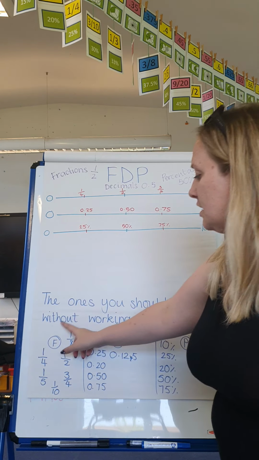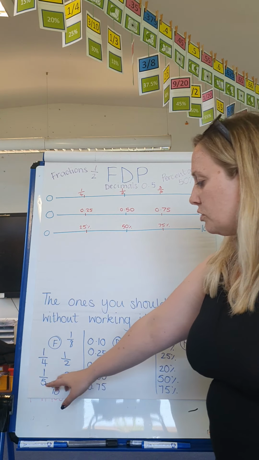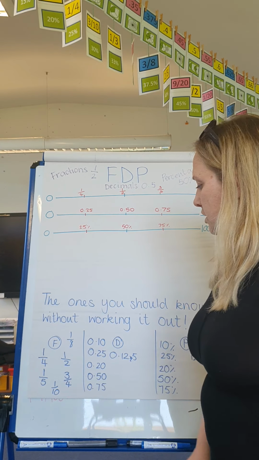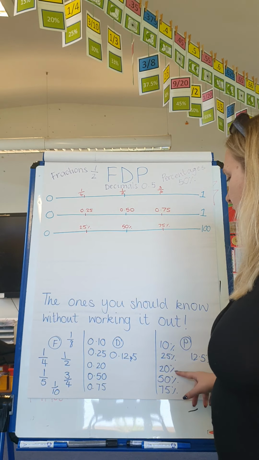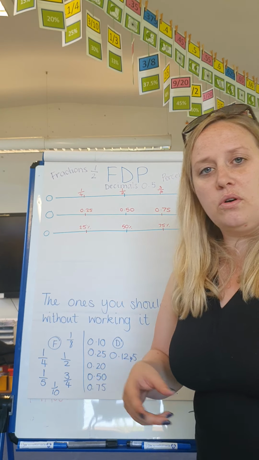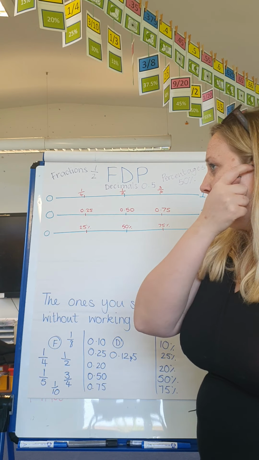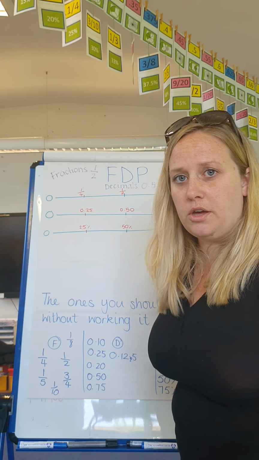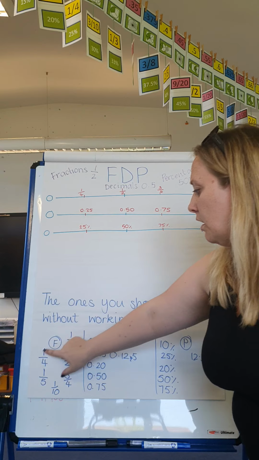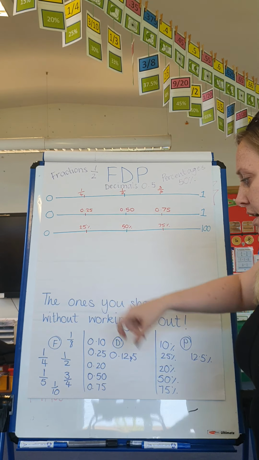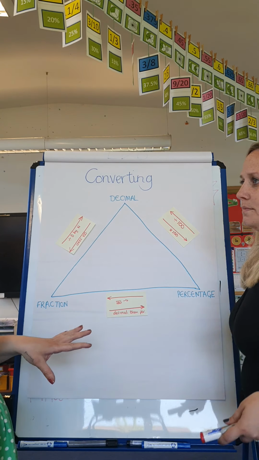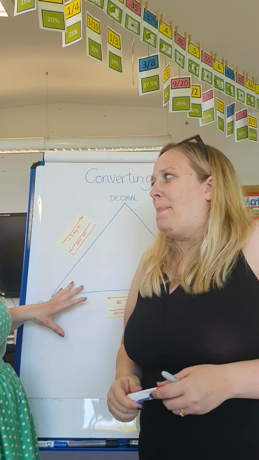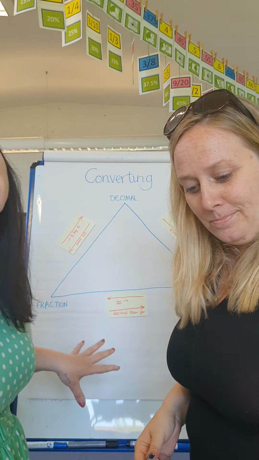So you do just need to know these. The reason why it's important is, for example, if you know that a fifth is 20%, you can then work out what 3/5 is, which is 60%. So knowing these ones just like that is going to help you going forward. Now, this is why I didn't want to go into what 1/8 is and how to convert it, because that's what we're doing now.